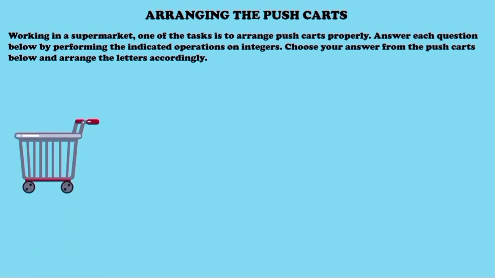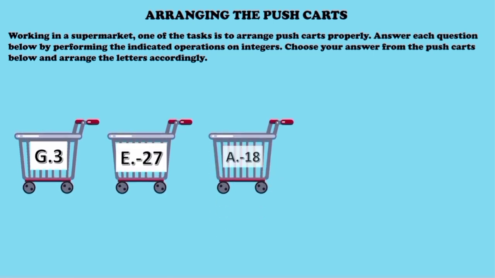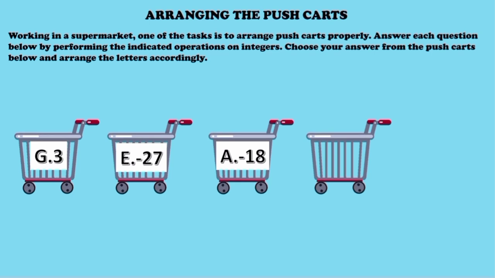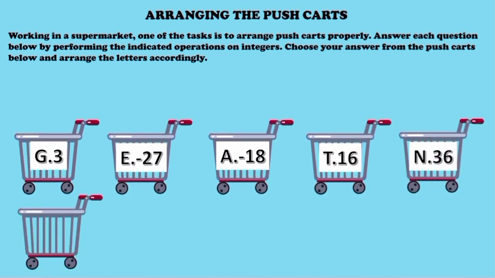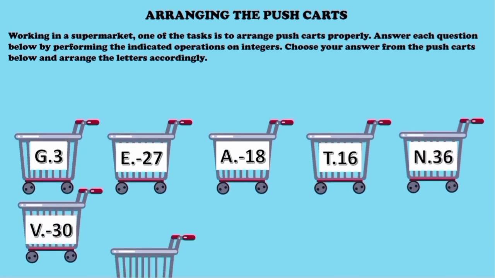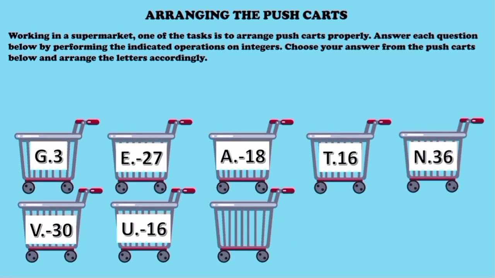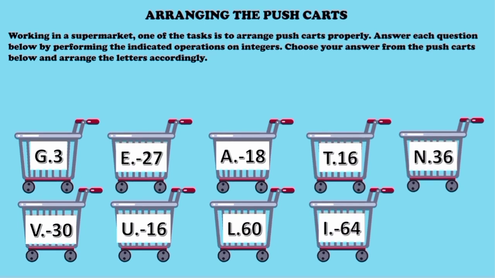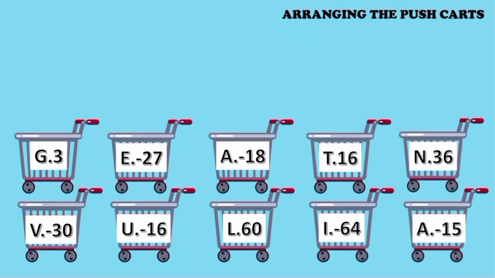For the first card, we have G, 3. E, negative 27. A, negative 18. T, 16. N, 36. V, negative 30. U, negative 16. L, 60. I, negative 64. And A, negative 15. Now here are the questions.